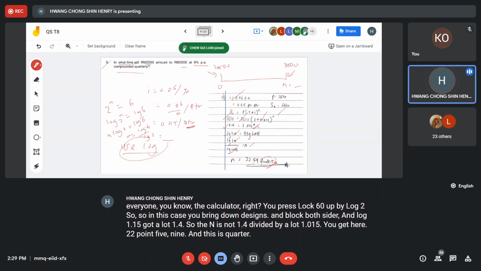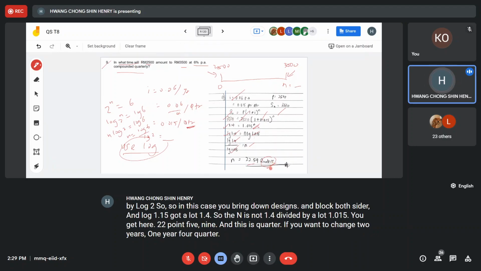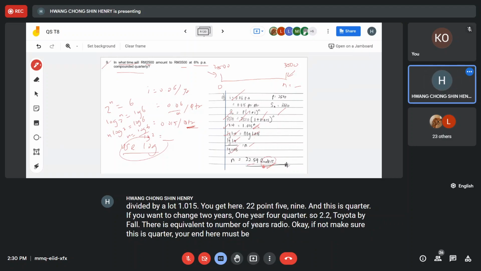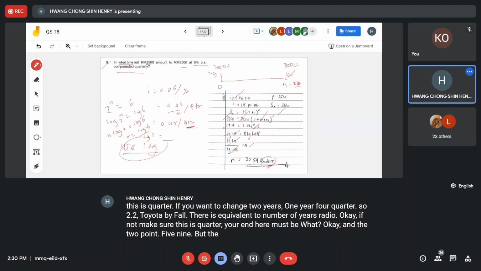If you want to change to years, 1 year is 4 quarters. So 22.59 quarters, you divide by 4. That is equivalent to the number of years. If not, make sure this is quarters. Your n here must be quarters. Okay, 22.59 quarters. I write here 22.6 quarters.